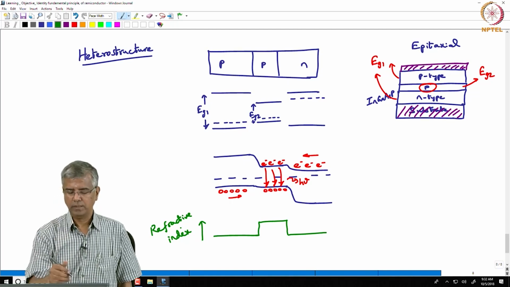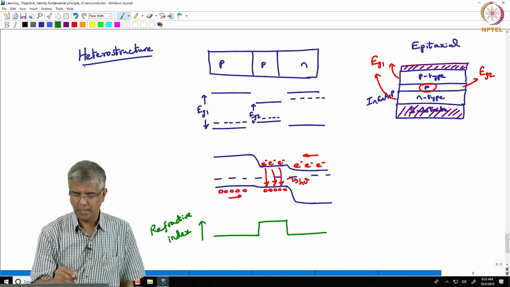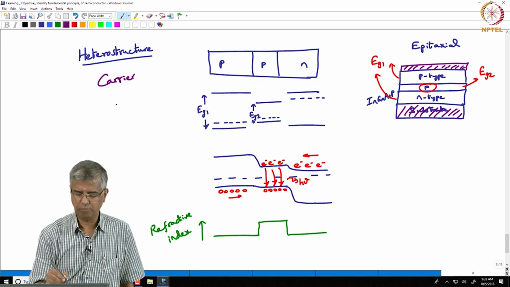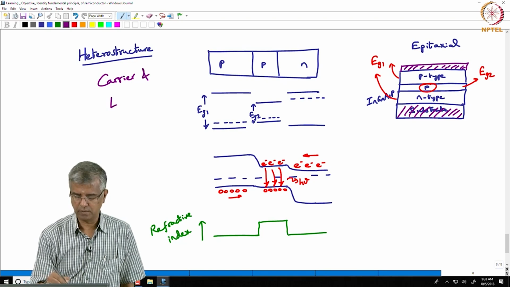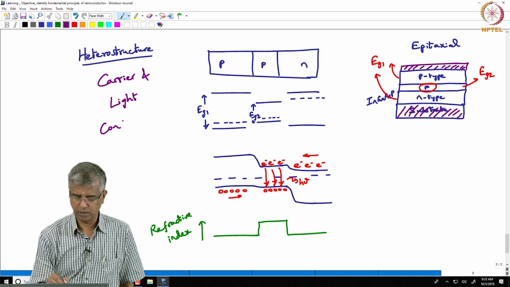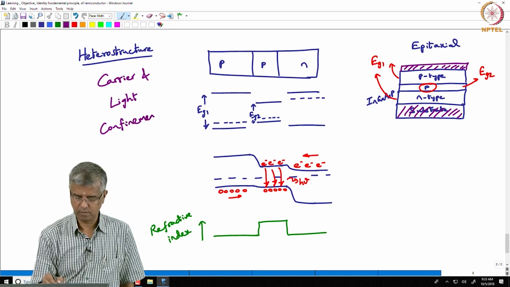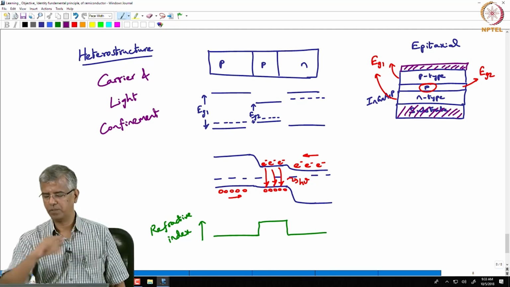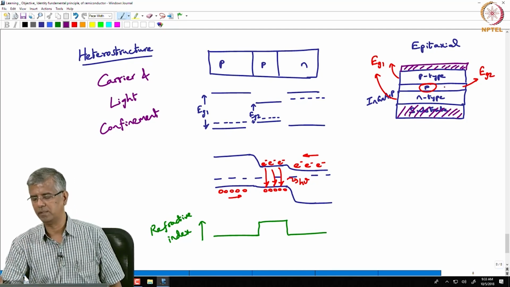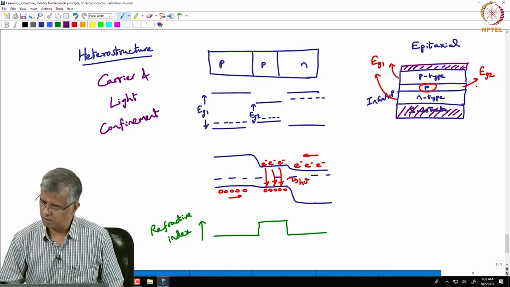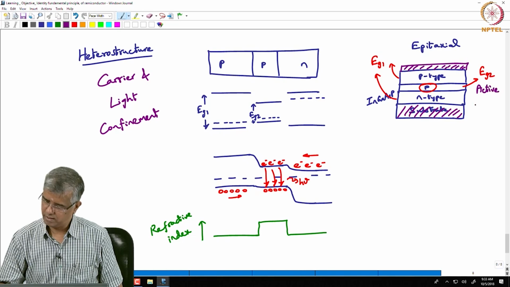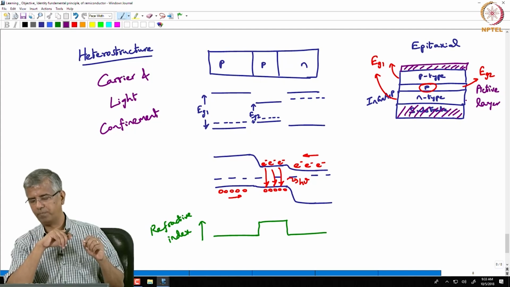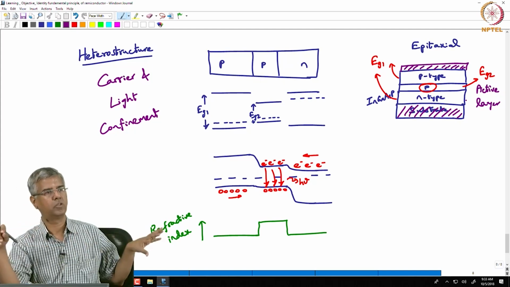Okay, so this heterostructure provides both carrier confinement as well as light confinement. Okay. So this is happening in this region which we are calling as the active layer. So you have light emitted within that layer and also guided within that layer.